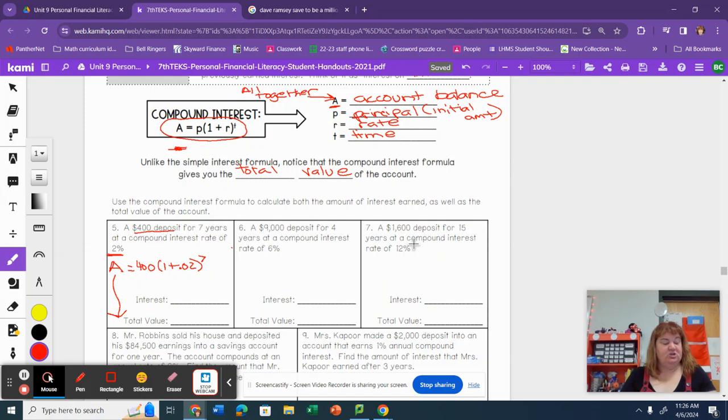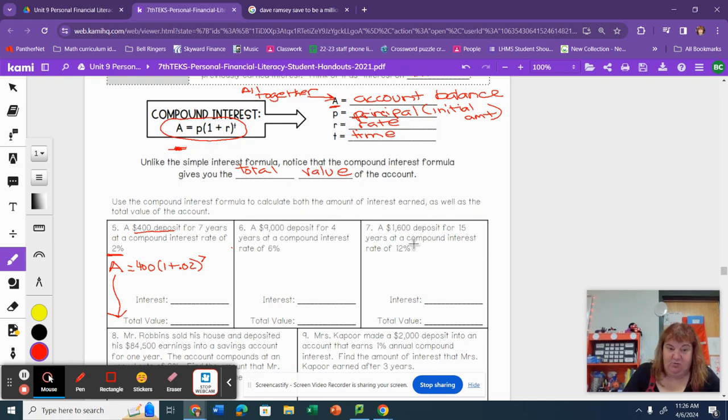Okay. So when I put it in the calculator, I'm going to put 1 plus 0.02.